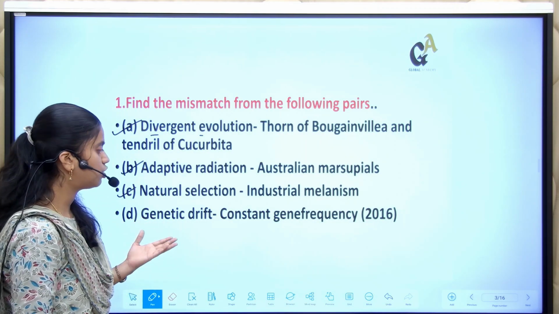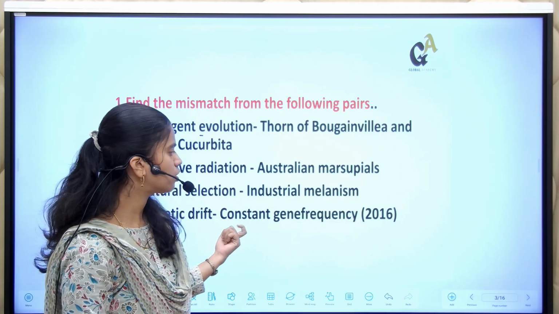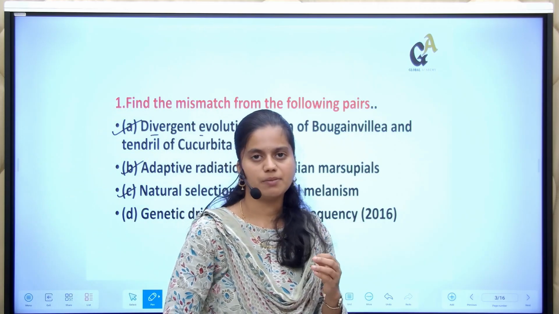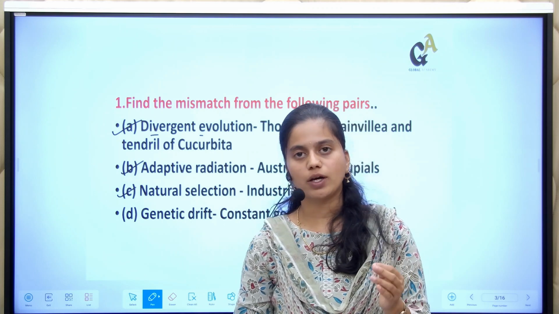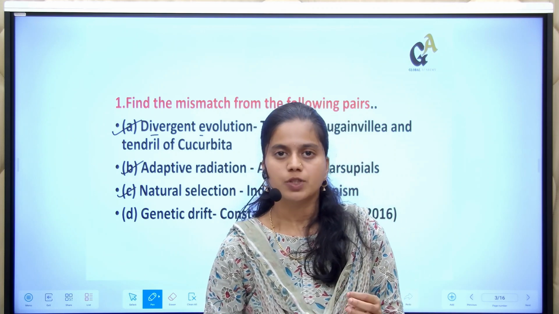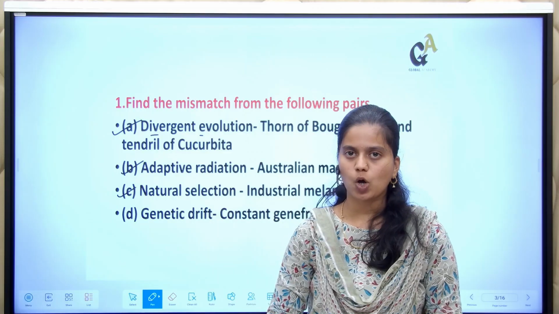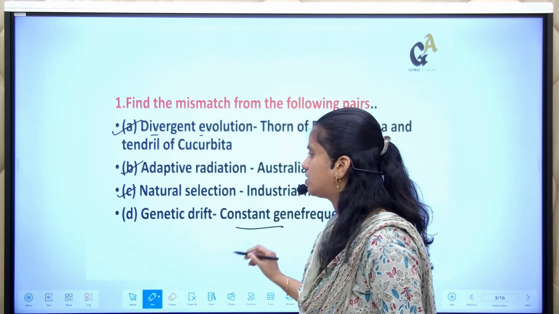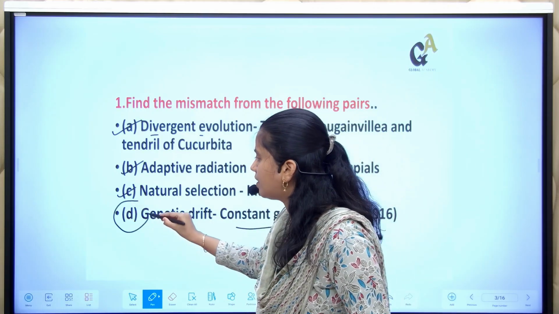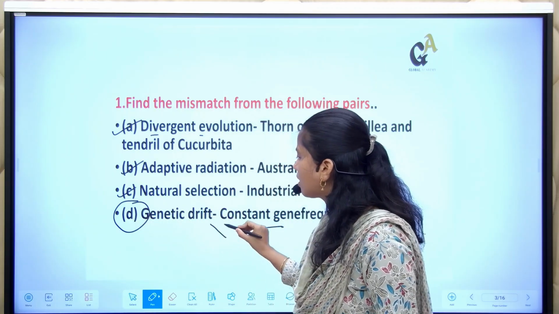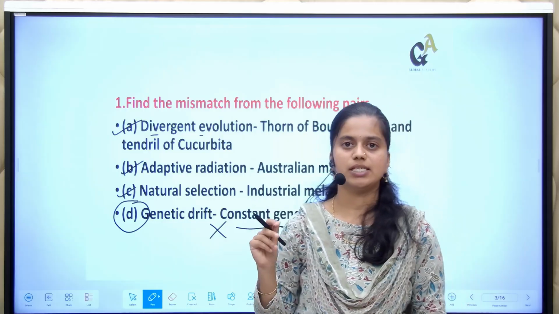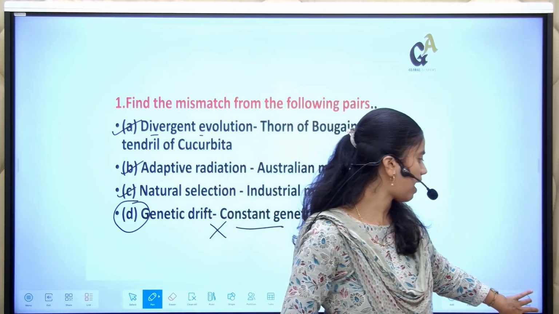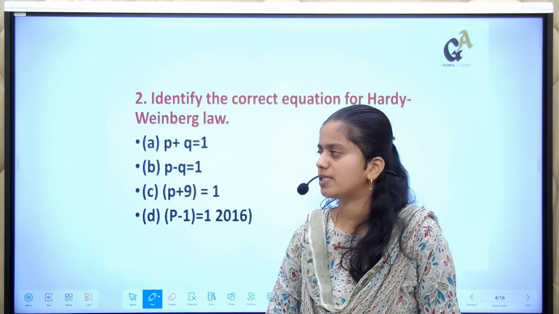What about genetic drift, that is constant gene frequency? Please remember, genetic drift is a random change that occurs in a small population. It is never a constant one. So our answer will be D. It is not a correct match, because it is not a constant gene frequency. It is a random change in the gene frequency.